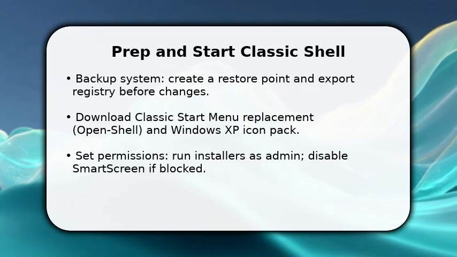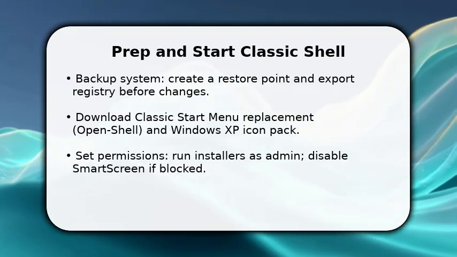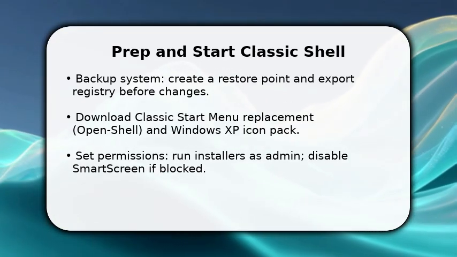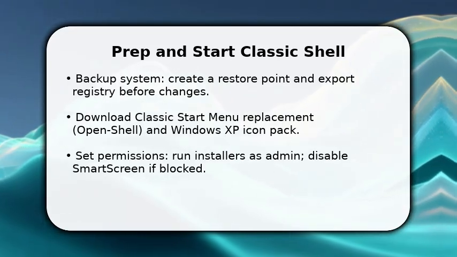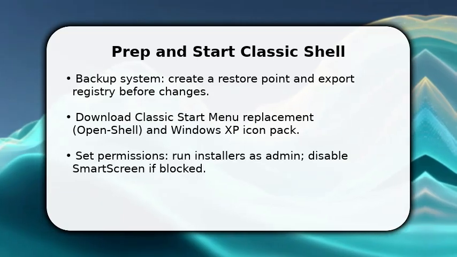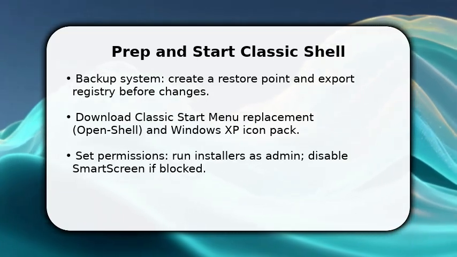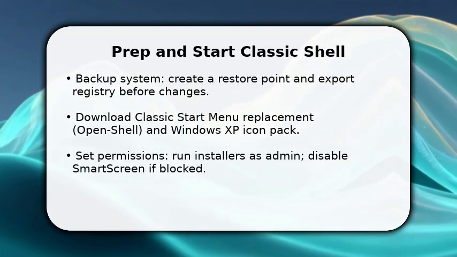Enjoy the video. You begin by protecting your system, make a restore point, and export the registry so you can undo changes. Once done, download OpenShell, Classic Start, and an XP-style icon pack. Run installers as administrator to avoid permission blocks.